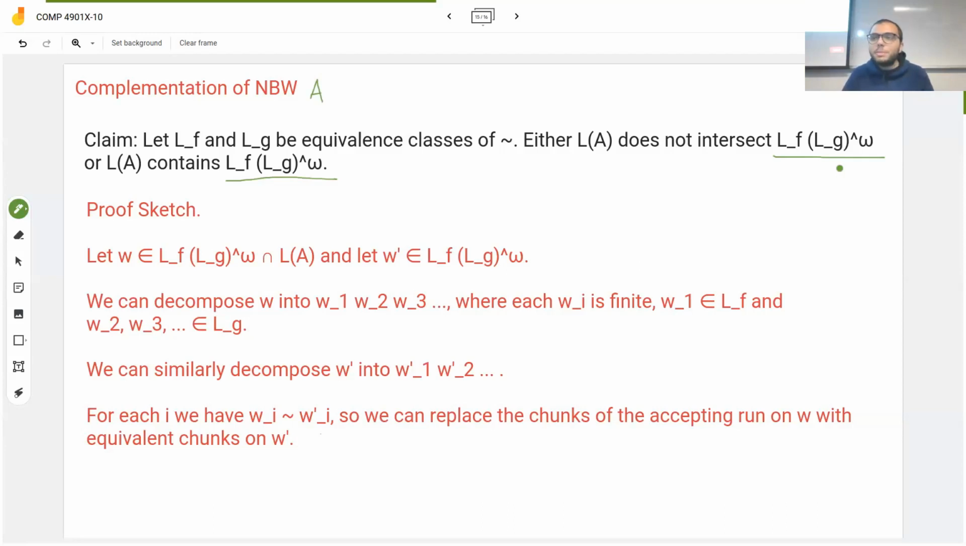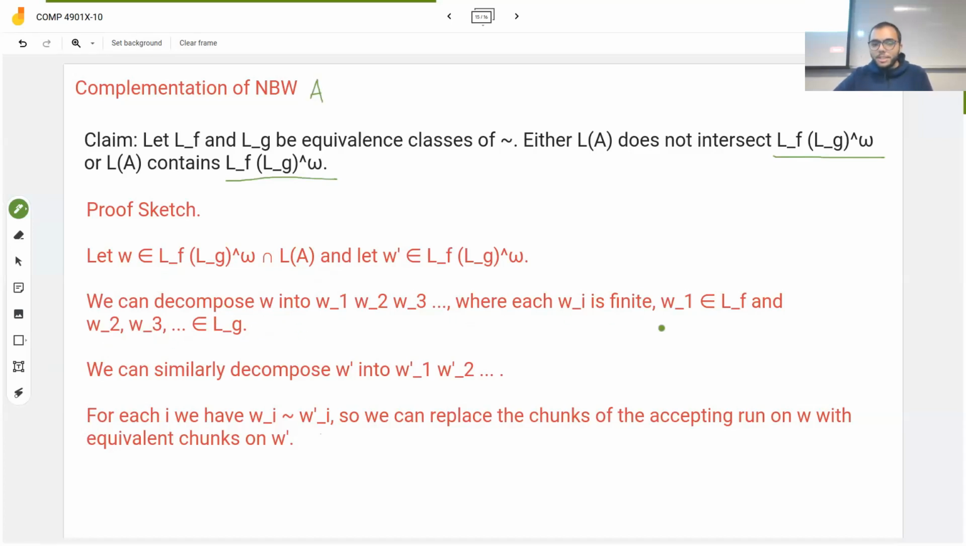Now, why is that? It's because of our replacement property. If the language of A touches this set, if there is some W that is in this set and it's also in the language of A, what does that mean? It means that I can decompose W into W1, W2, W3, and so on. W1 is in LF, and all the rest of them are in LG.